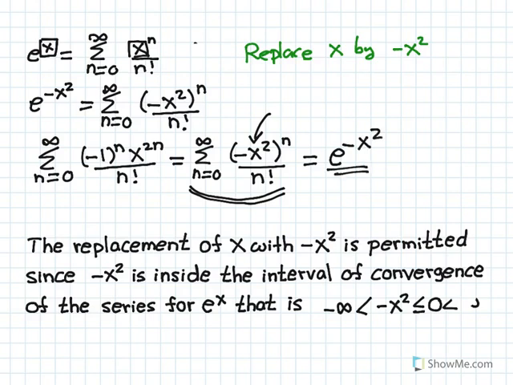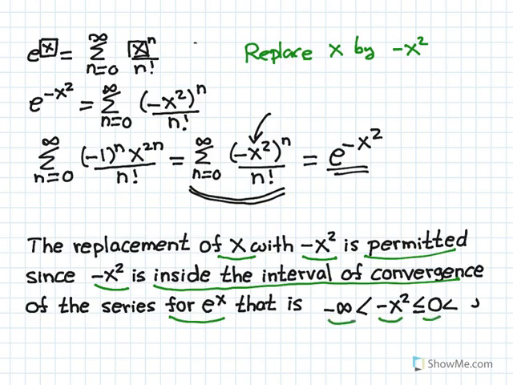The replacement of x with minus x squared is permitted because minus x squared is inside the interval of convergence of the series for e to the x. That is, minus x squared is less than or equal to 0, larger than or equal to minus infinity, and of course less than infinity, because 0 is less than infinity. So minus x squared is between minus infinity and infinity.